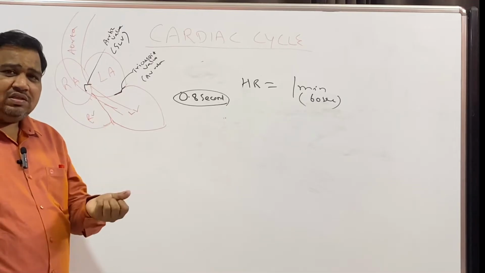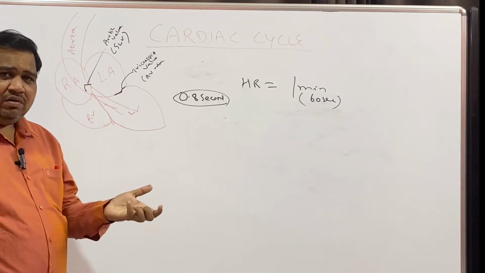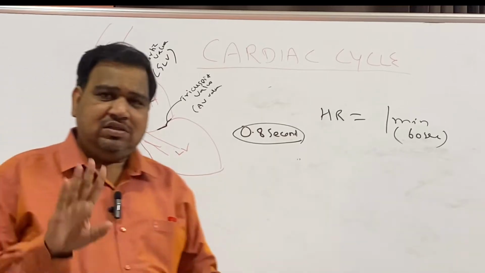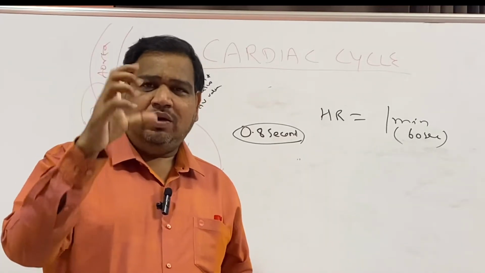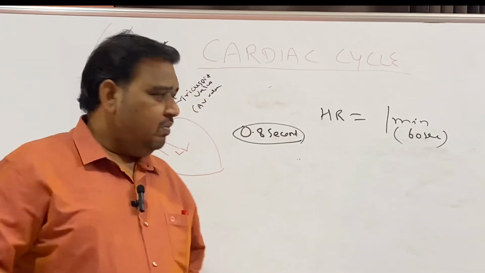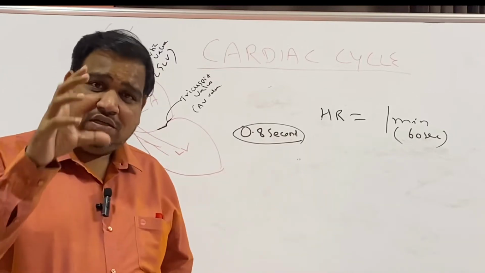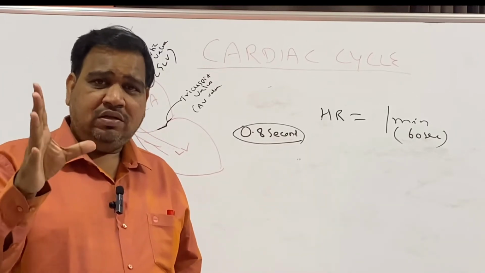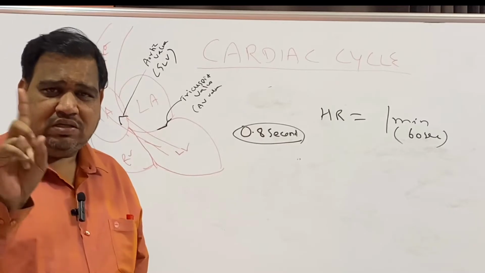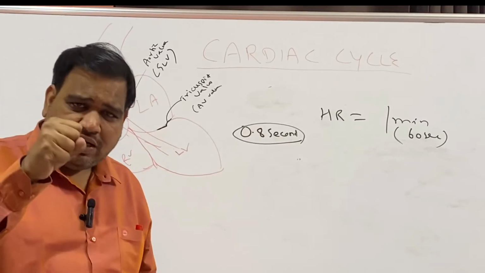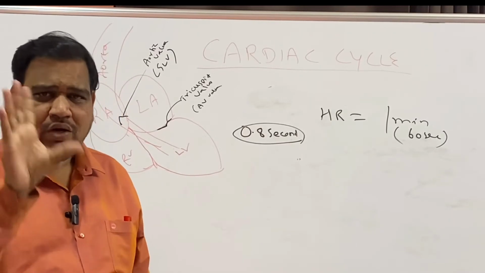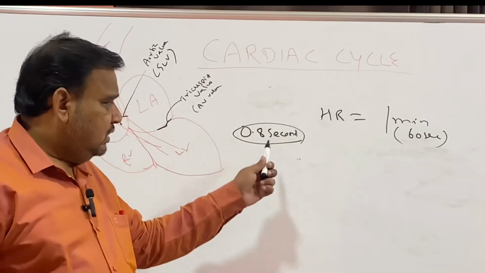For 0.8 second, the heart is beating once. So for 60 seconds, how many times will it beat? Simple, I will make it easy. See, lub dub. For 1 second, 1 beat means for 60 seconds, 60 beats. But it is not 1 second. Before 1 second itself, 1 beat is completed, 0.8 second. So the duration of the cardiac cycle is 0.8 second. The cardiac cycle includes contraction and relaxation, systole and diastole. So 1 beat is 0.8 second.